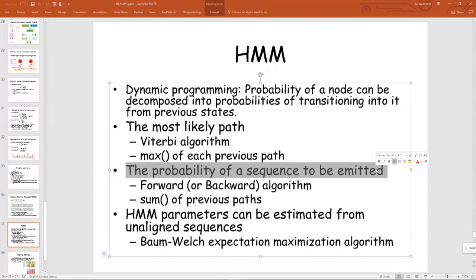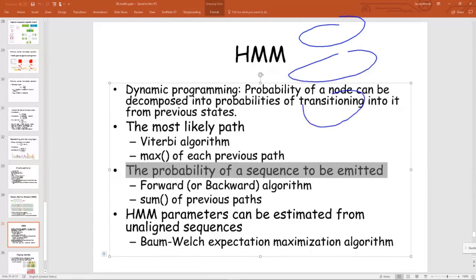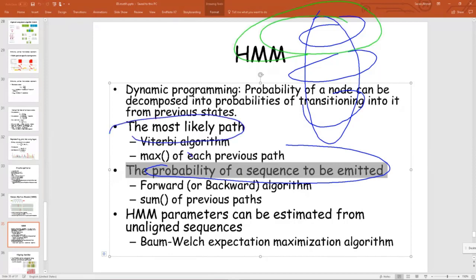You are interested in the ability of the hidden Markov model as a whole to emit that sequence from any path that it can take. Therefore, you take the summation of all the probabilities leading in. So when you have the three options, and you ask what's the probability of a sequence being emitted, you add these up. When you are asking what's the most likely path, then you have to select one of them.